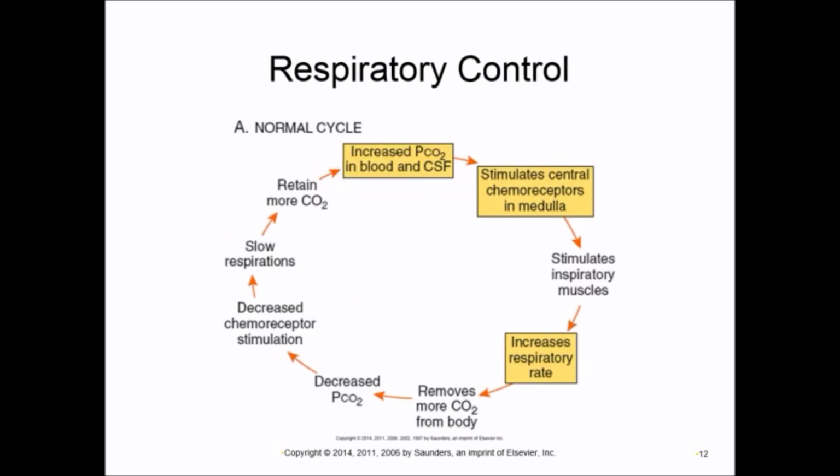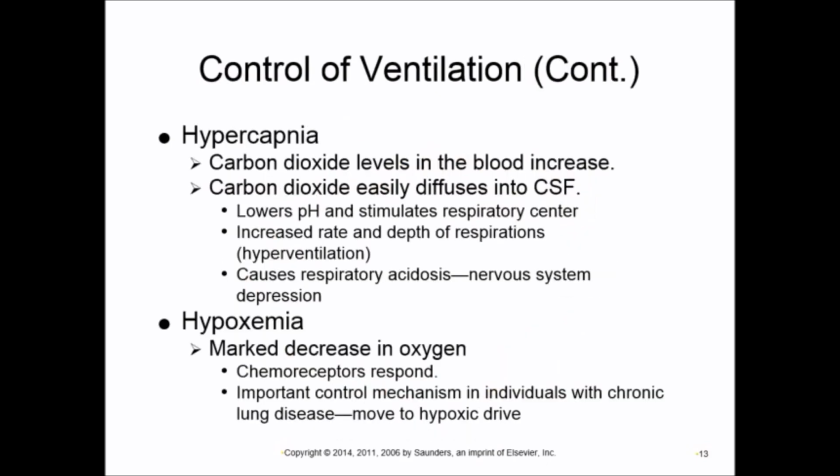Okay. This chapter is long, so I need to go a little bit faster. If you have a question, just raise your hand, okay? So this is how the control occurs. You have central and you have peripheral. Both of them detect the chemistry. What's the chemistry? Oxygen, carbon dioxide, and pH. This is what I was just talking about.